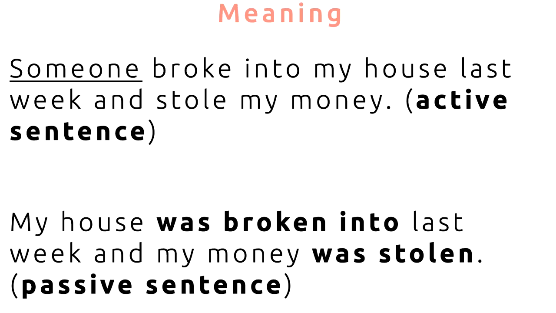Look at this first example. Someone broke into my house last week and stole my money. This is an active sentence. Now look at the next example. My house was broken into last week and my money was stolen. Here we have a passive sentence.